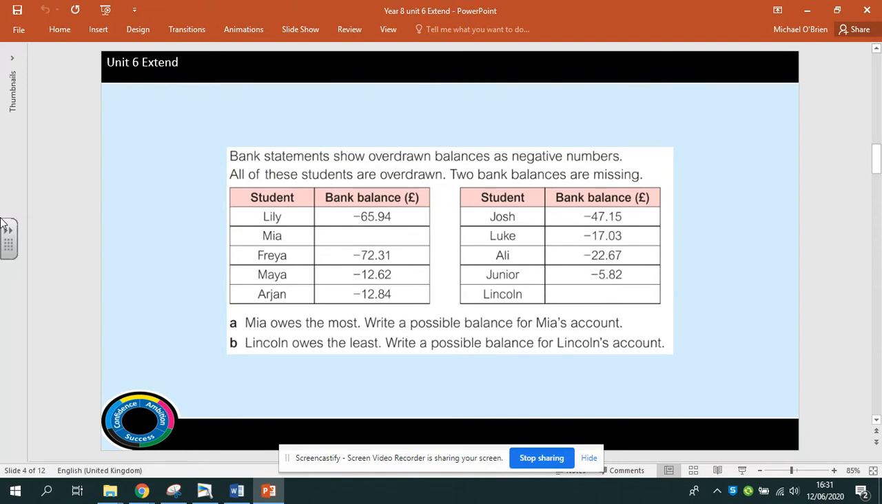Okay, bank statements show overdrawn balances as negative numbers. All of these students are overdrawn. 2 of the bank balances are missing. Mia owes the most. Write a possible balance in Mia's account. Lincoln owes the least. Write a possible balance for Lincoln's account. So all we're looking for here is 2 numbers written down that satisfy those conditions. Pause the lesson now and come back to it when you're ready to carry on.